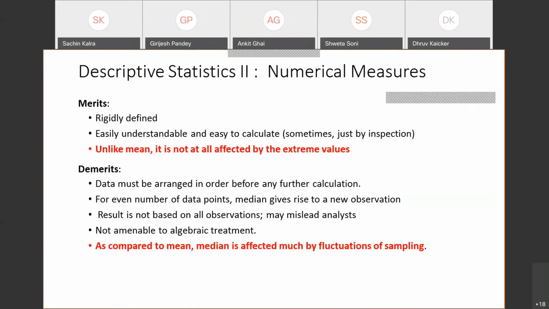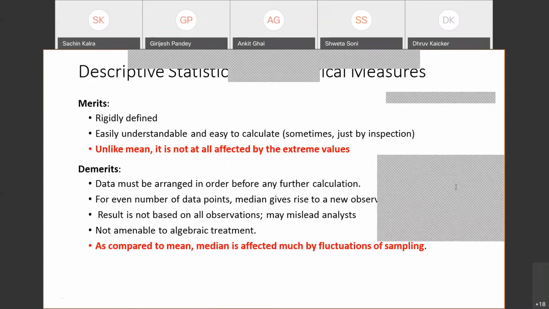And now one demerit of median is also there. So Ankit has a question. I'm coming to that. Now, mean has this merit that it is much less affected by sampling, but it is affected by the extreme values. Now, median is the opposite. It is not affected by the extreme values, but it is affected by the sampling. So be sure of your sampling.